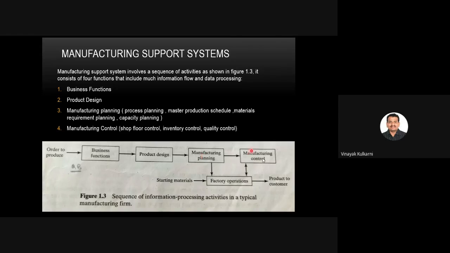Next one is the manufacturing control. Now what do we require in manufacturing control? I have put it here: shop floor control, inventory control, and quality control. You just cannot go on producing. You need to check the quality also.